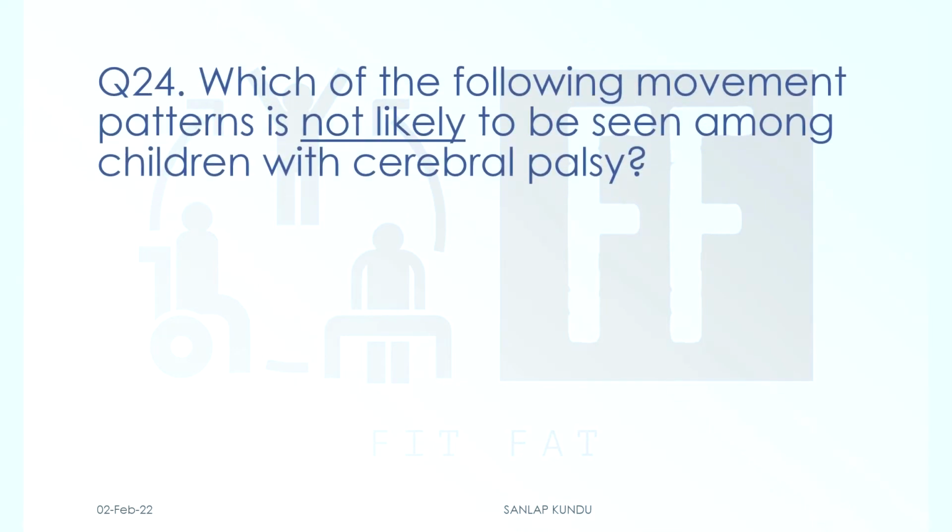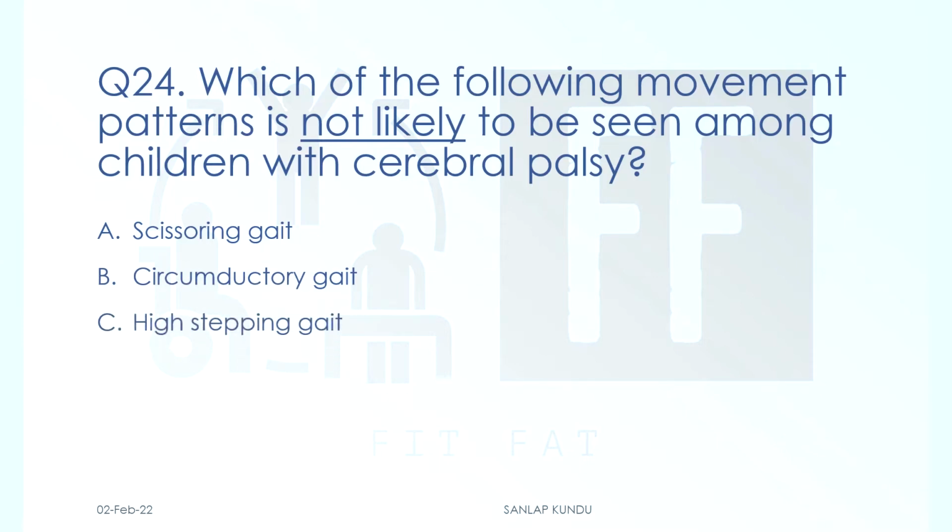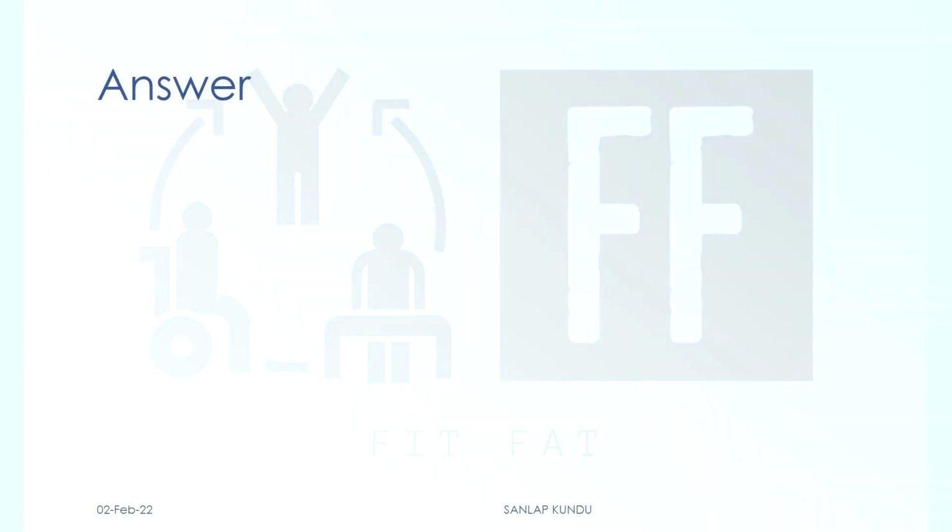Question number 24. Which of the following movement patterns is not likely to be seen among children with cerebral palsy? Option A, scissoring gait. Option B, circumduction gait. Option C, high stepping gait. And option D, bunny hopping. Now let's check out the answer. The answer of this question is option B, circumduction gait.